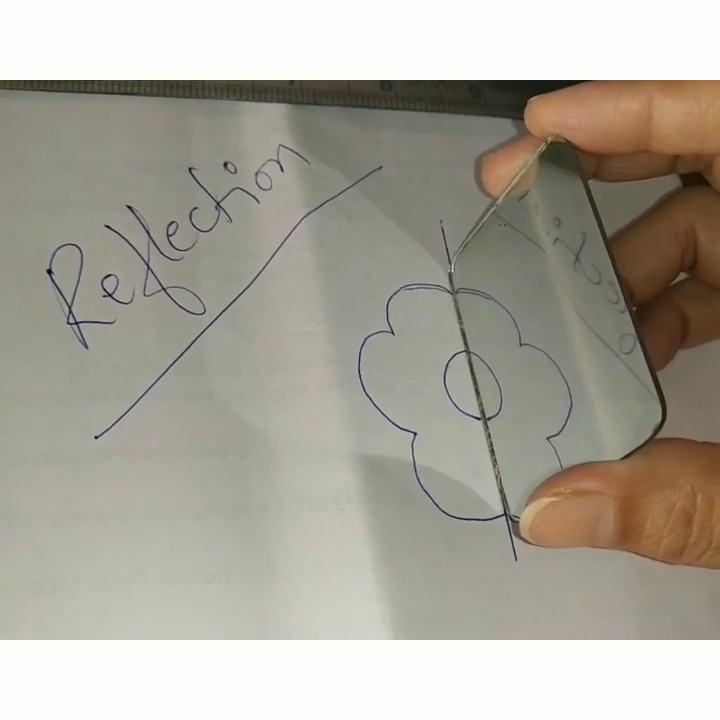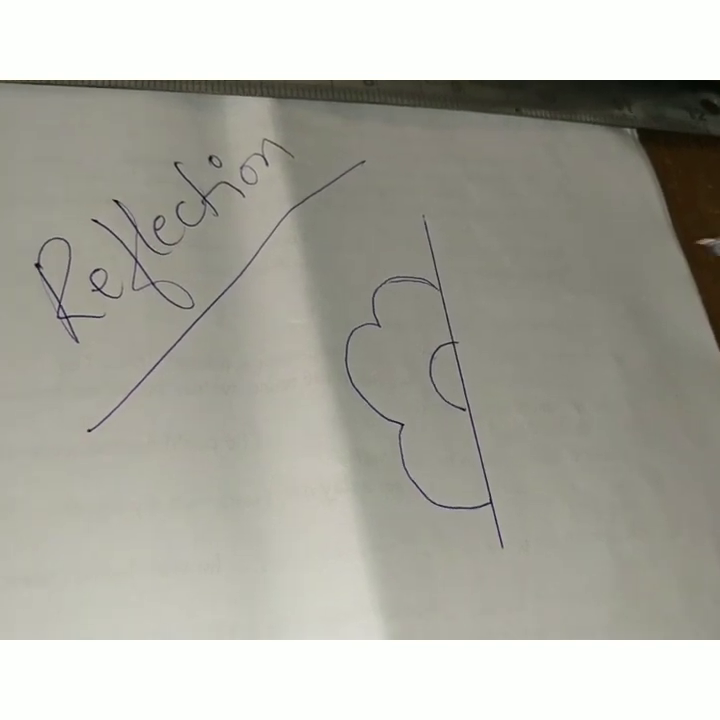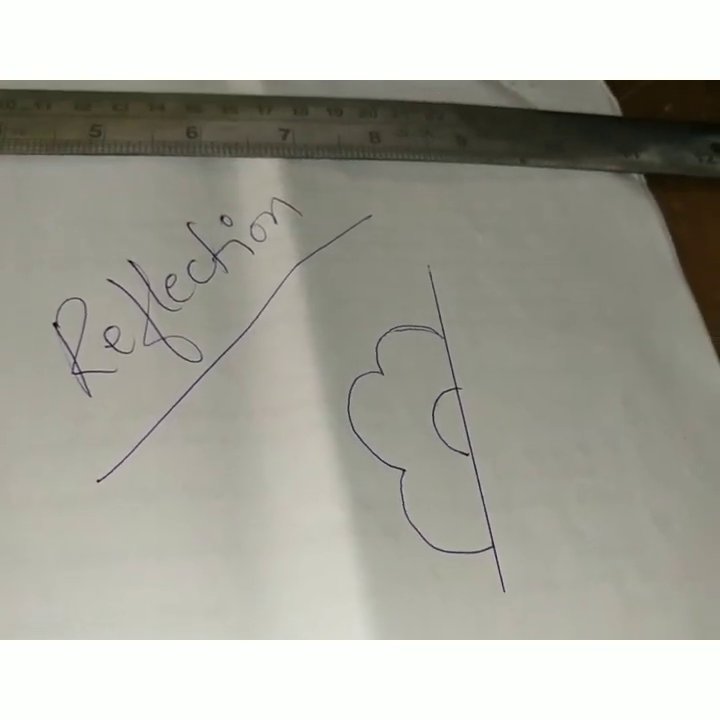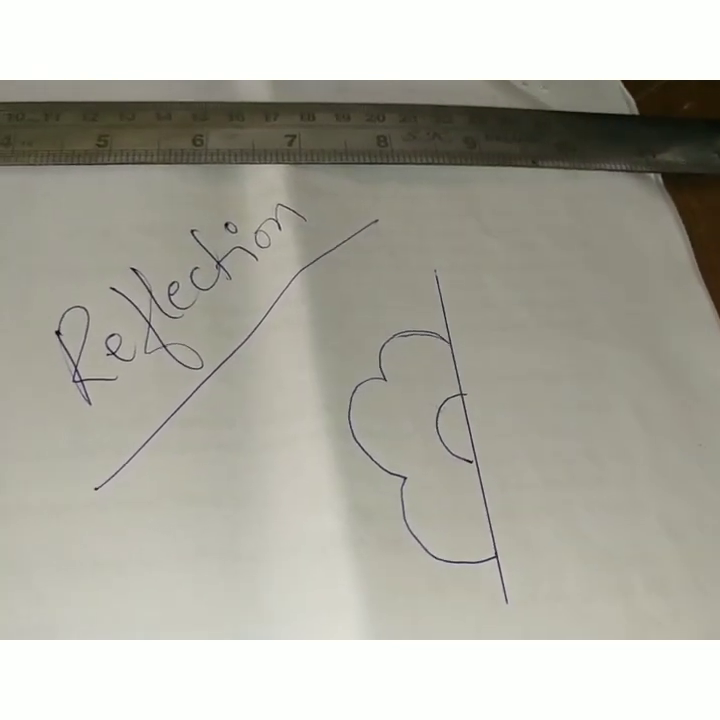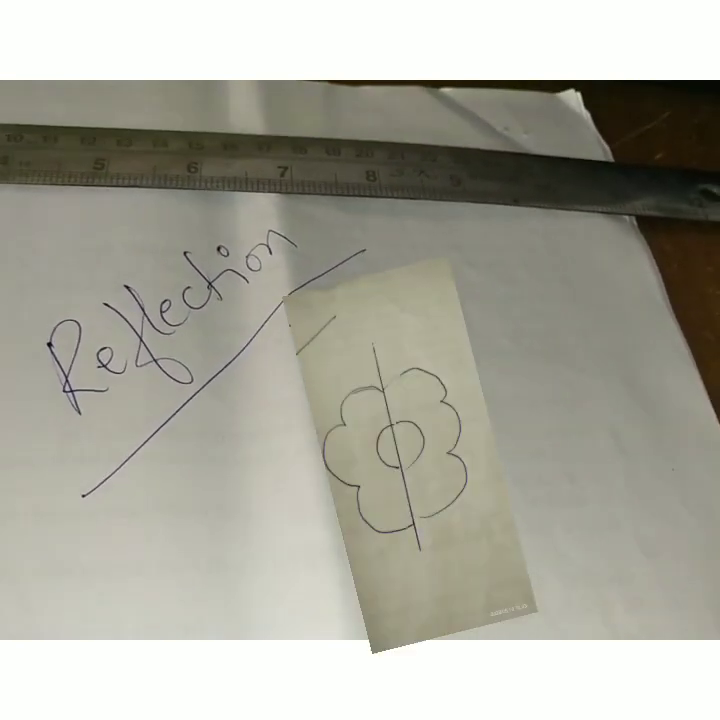So I can draw the same. After removing the mirror, you can draw a flower over here. So it is the reflection shape of this figure.